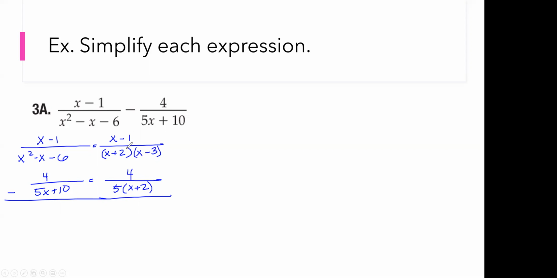Okay, so now I see I have factors for my least common multiple. There's an x plus 2 in both of them. And then I have an x minus 3. And I also have this 5 in front. So that is going to be my least common multiple. So what am I going to multiply this by to get 5 times x plus 2 times x minus 3? Well, I'm just multiplying by 5. And then over here, I have the 5 and the x plus 2, but I don't have the x minus 3. So I'm multiplying by x minus 3 over x minus 3.